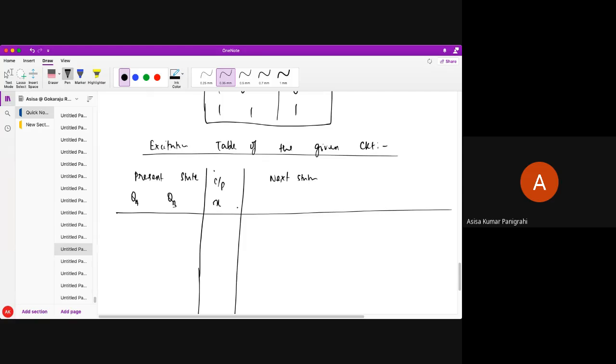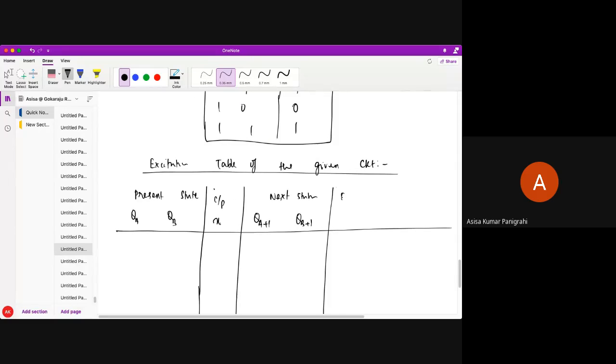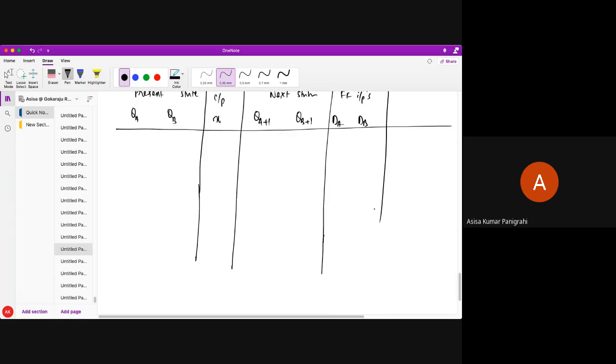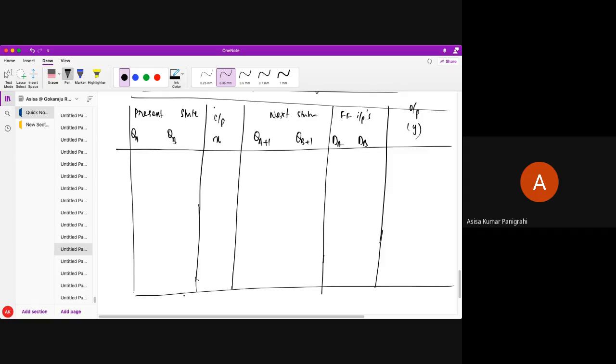So what will the next state be? For input 0 it has one state, for input 1 it has another state. So for that, I have just written the next state QA plus 1 and QB plus 1. Next, the flip-flop inputs. So what are the flip-flop inputs? DA, DB. Simple. Two flip-flops, two inputs, DA, DB. And finally, the output. Output is Y. So this would be my excitation table that I'm going to frame now.